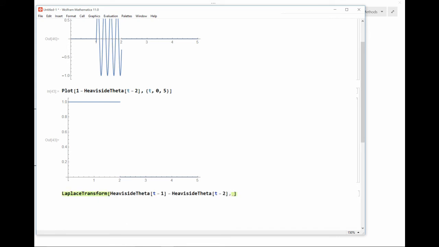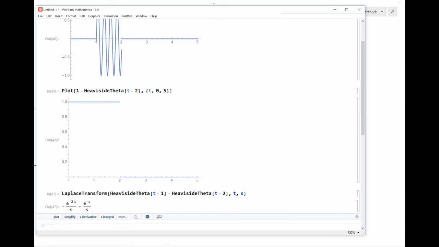And as I said, the Laplace transform has to be computed this way. You specify the function, the expression, then you specify the variable in that expression, and then you say what variable you want the output in. And that's exactly the result. The result is exactly the same as what we computed earlier.